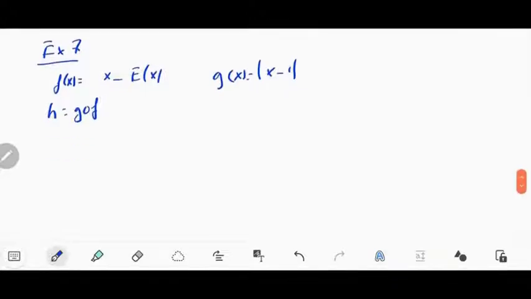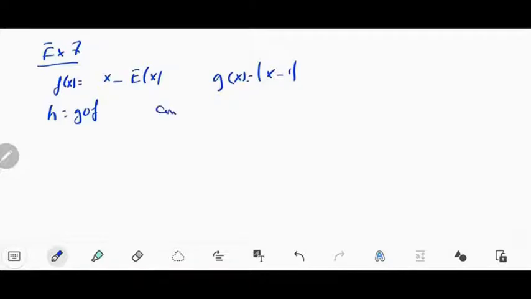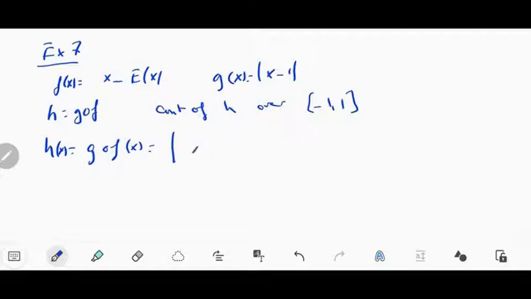Hi, in this video we continue solving exercise sheet 3 and we take exercise number 7. We have f of x is equal to x minus E of x, g of x is equal to the absolute value of x minus 1, and we take the function h equal g round f, and we need to study the continuity of h over [-1, 1]. So h of x being equal to g round f of x, it's equal to the absolute value of x minus E of x, right, minus 1.